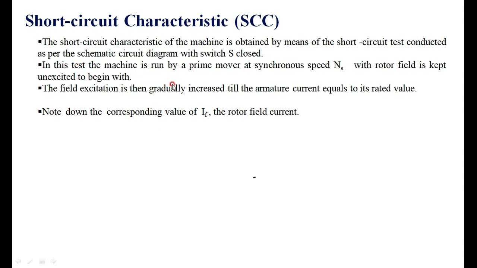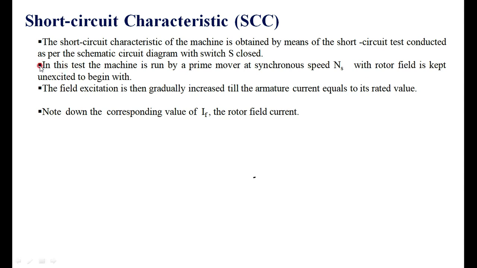In this test, the machine is run by a prime mover, once again at synchronous speed, with the rotor field kept unexcited to begin with. It is a very important point you have to remember here. At the time of starting the short circuit test, the field of the rotor should be kept at minimum, because if you have a high value of the field current, it generates more voltage. When it is short circuited it delivers a very high short circuit current, more than the rated current, so you should not exceed the rated current under short circuit condition.